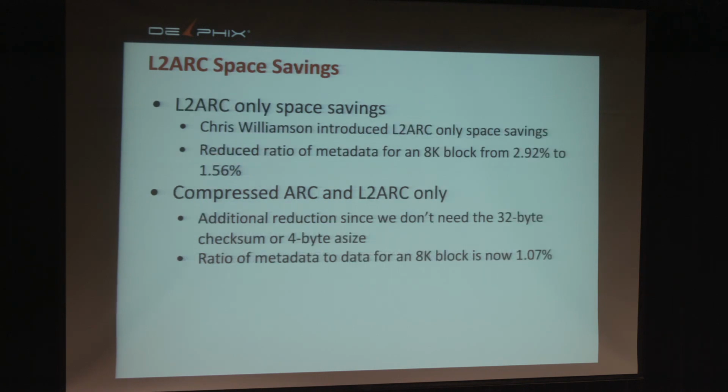So on the space savings front, my colleague Chris Williamson actually integrated a change to reduce the metadata to data ratio in Illumos. I think it's been out for quite some time. And that brought it down from almost 3% to 1.5%. With the compressed ARC changes, we actually took this a step further. We were able to reduce this almost to 1% by eliminating that 32-byte checksum and also a 4-byte A size. The A size is no longer needed because the physical size is now stored in the ARC header. So we always know what the actual size is, the allocated size is on disk.